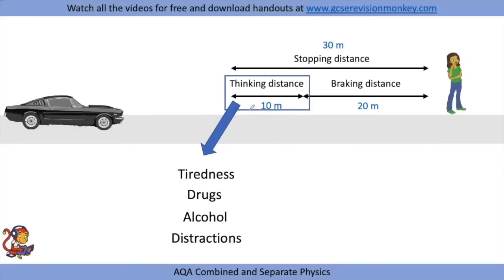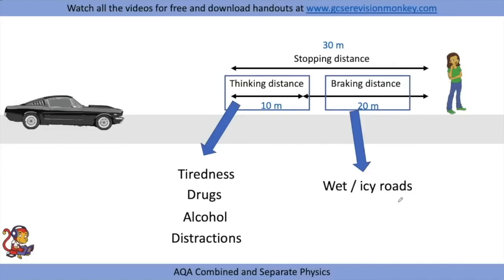And then braking distance, that's things that would affect the distance travelled under braking. So those are wet or icy roads. It would take longer to stop, therefore the braking distance would increase. The condition of the tyres, if there's not enough tread on the tyres, that would affect the ability of the car to stop, and the braking distance would be longer.